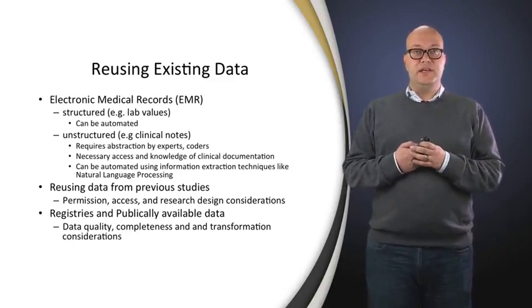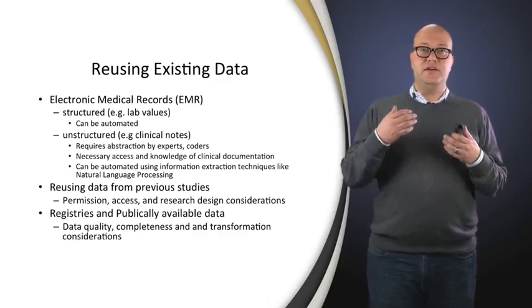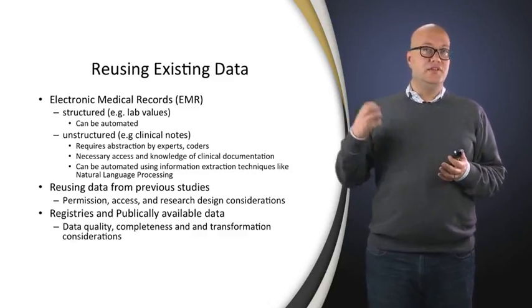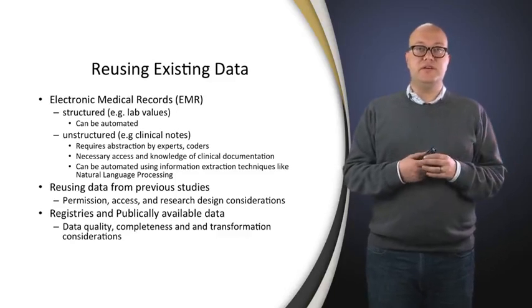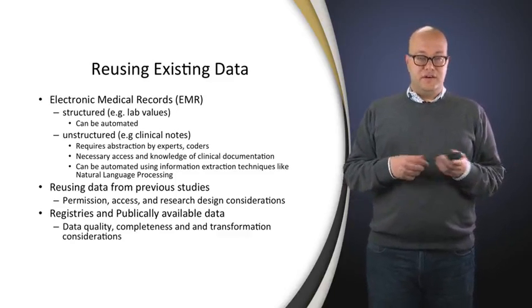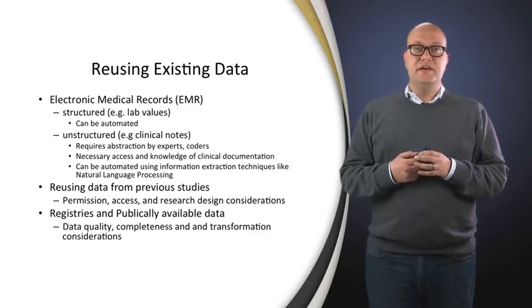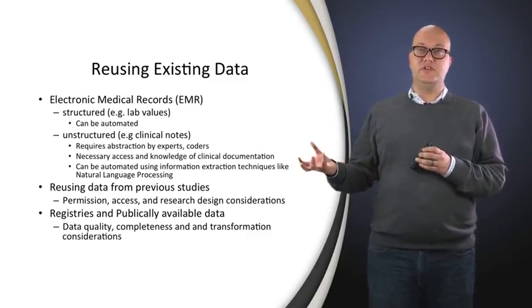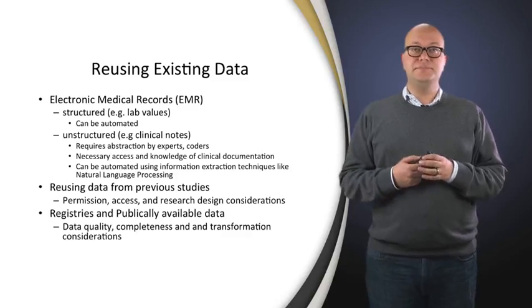Data in the electronic medical record can exist either in a structured format, for example, tables of lab values that can be automatically extracted, transformed, and then loaded into your study database. However, there exist portions of the medical record, such as clinical notes written by the healthcare providers, that consist of unstructured text. To capture that data requires abstraction by experts and coders, professionals who can understand the clinical terminology and identify the portions or units of information that are needed for the study.